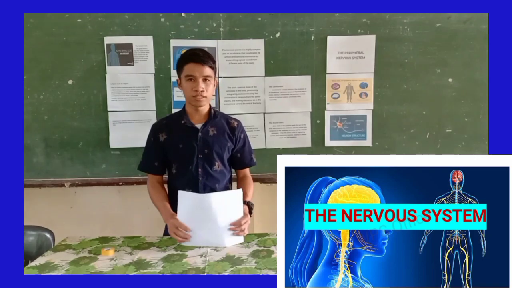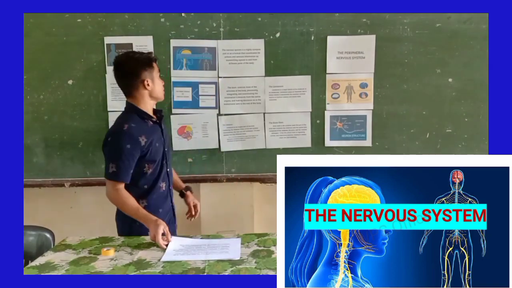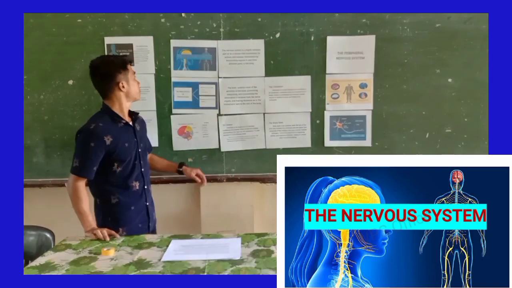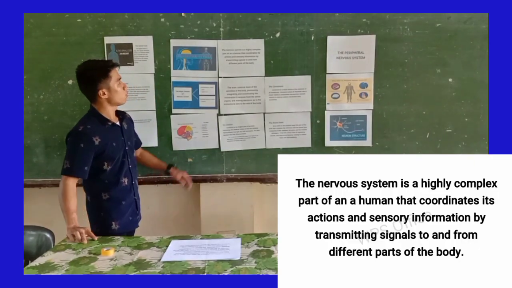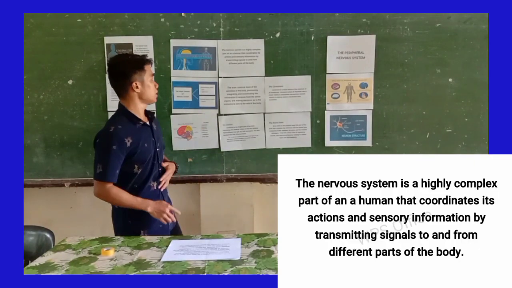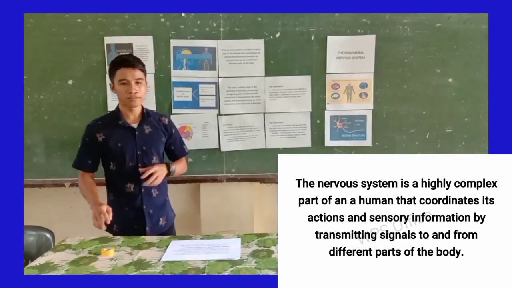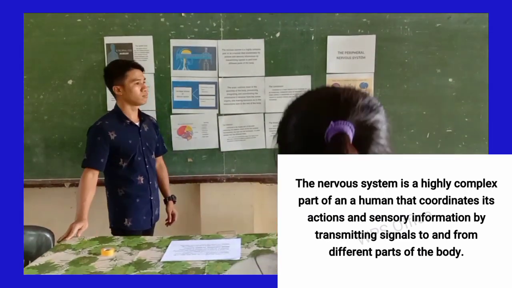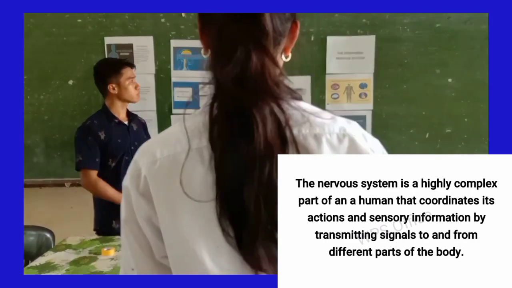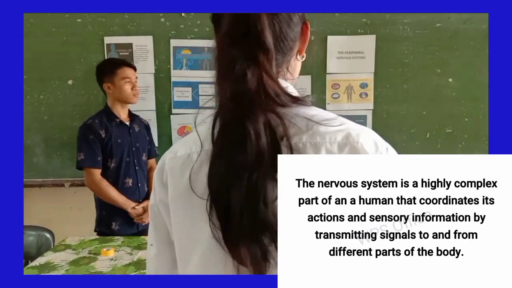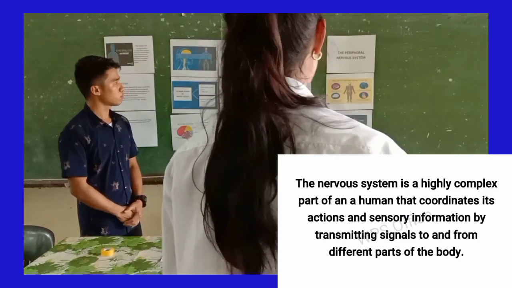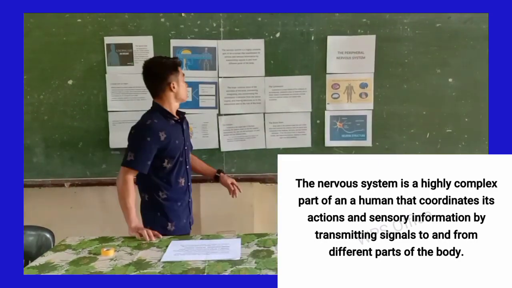Now, let us discuss the nervous system of the human body. So, first, what is the nervous system? Kichi? Nervous system is a highly complex part of a human that coordinates its actions and sensory information by transmitting signals from different parts of the body. So, thank you. So, that's it.